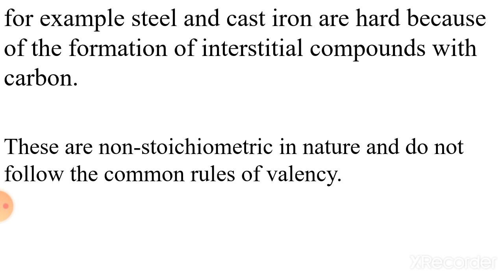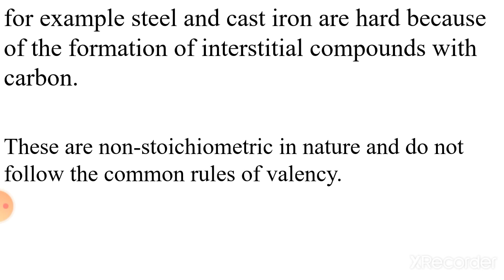You also know that steel is made from iron plus a small amount of carbon, and some more elements are added. So this is also an example of an interstitial compound. Now dear students, some more points to note: these are usually non-stoichiometric and are neither typically ionic nor covalent. So these are non-stoichiometric in nature. This is because they do not follow the common rule of valency. I also told you about non-stoichiometric defects in the solid state, so you can understand this from that chapter.